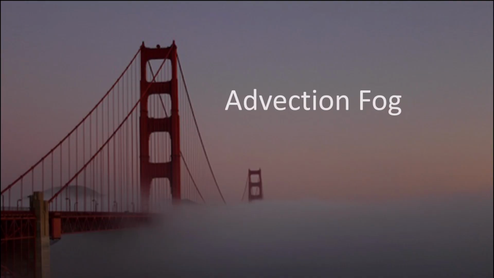Advection fog forms when warm, moist air moves over a cooler surface, such as cold ocean water. As the air passes over the colder surface, it is cooled from below. If it cools to the dew point, water vapor condenses into tiny droplets, forming fog. This type of fog is common along coastlines and can move inland with the wind.